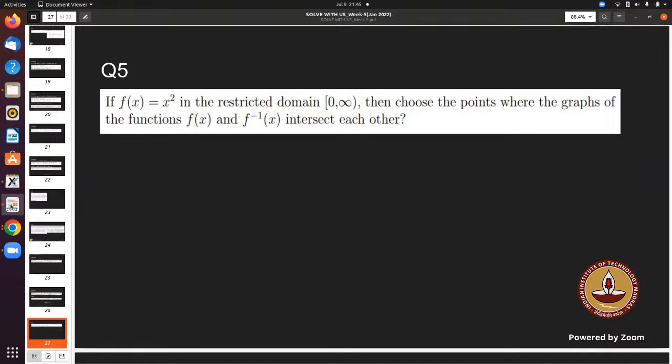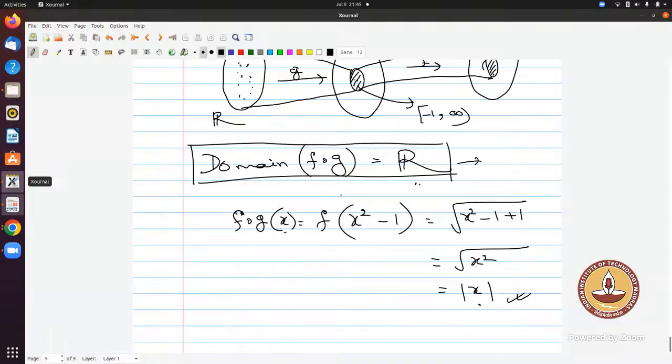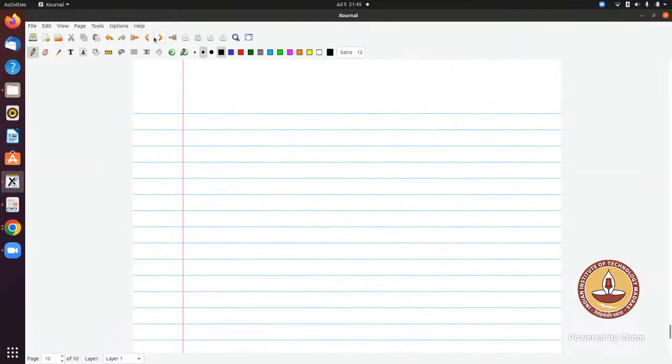Okay, so this is the question which I am interested in now. f(x) is x square on the restricted domain. So I am taking the domain only to R plus, 0 to infinity. And why is that? There is a reason. Then choose the points where the graphs of the function f(x) and f inverse x intersect each other. Now, what is f inverse x? Before going to solve that problem, what is f inverse x?